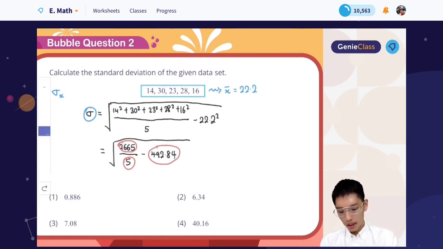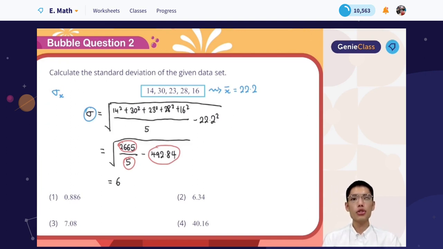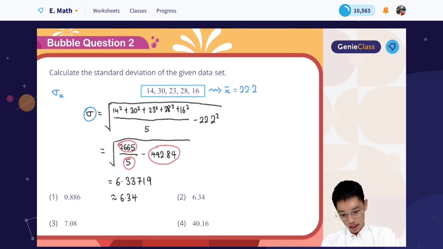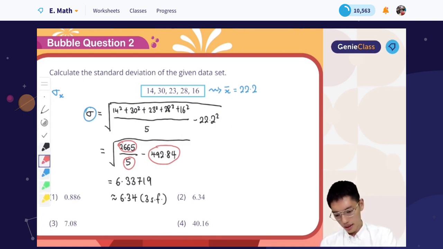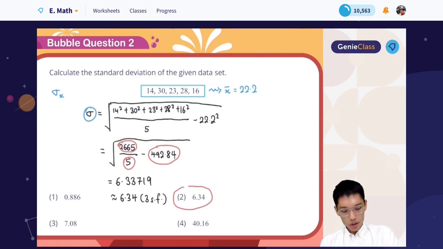Now to simplify further for you, I'm going to get this value. Remember, type into the calculator with the square root. Again, truncate, you're going to get 633719. Round off to 3SF, you're going to get 634. Again, this is for 3SF, and therefore this is our answer. Okay, so just remember the square roots and the notion here.